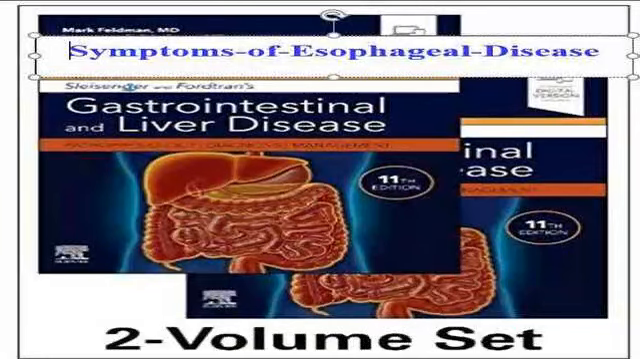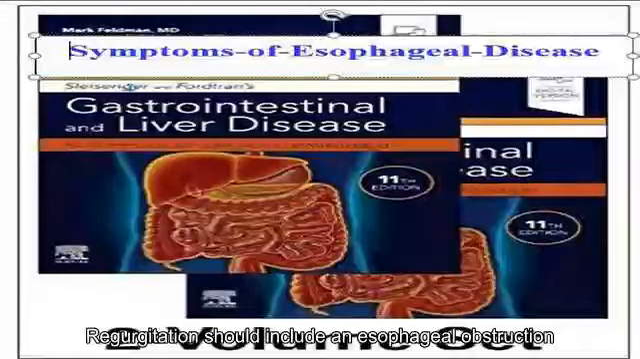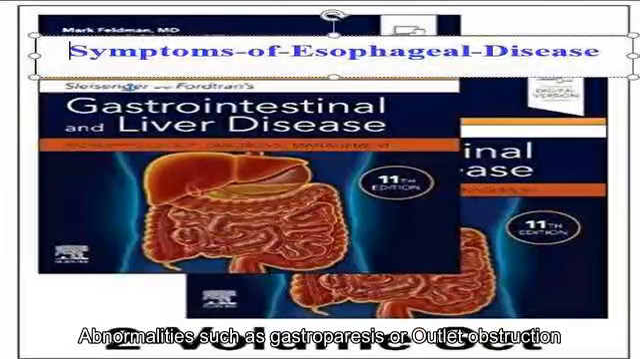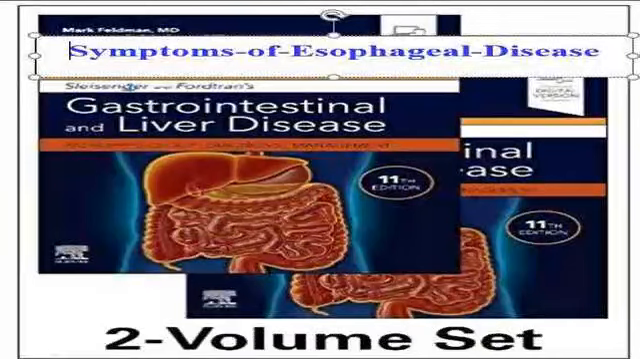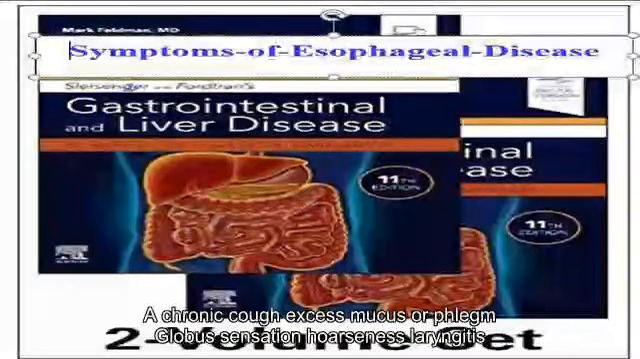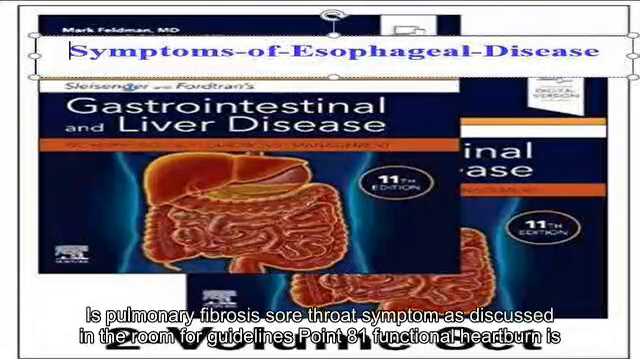Regurgitation is not quite as specific for acid reflux as heartburn, and the differential diagnosis of regurgitation should include an esophageal obstruction, e.g., ring, stricture, achalasia, or a gastric abnormality such as gastroparesis or outlet obstruction. Heartburn can also be a functional symptom as discussed in the Rome 4 guidelines. Box 13.4, extraesophageal manifestations of GERD: asthma, chronic cough, excess mucus or phlegm, globus sensation, hoarseness, laryngitis, pulmonary fibrosis, sore throat.